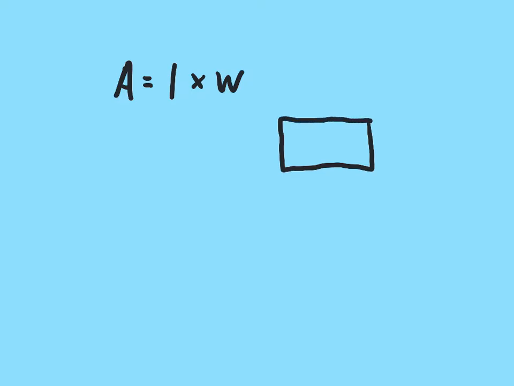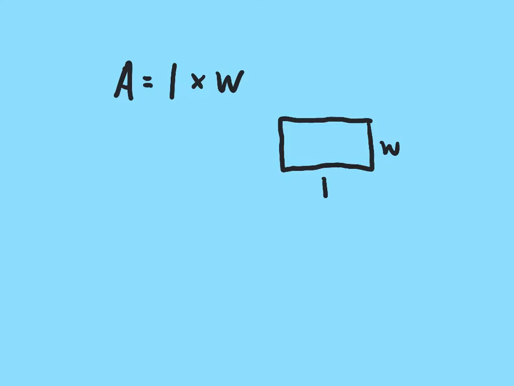So hopefully when coming up for these formulas, the first one you had was area of a rectangle was area equals length times width. So if we have our rectangle, we've got our length and we've got our width. And we just go length times width.